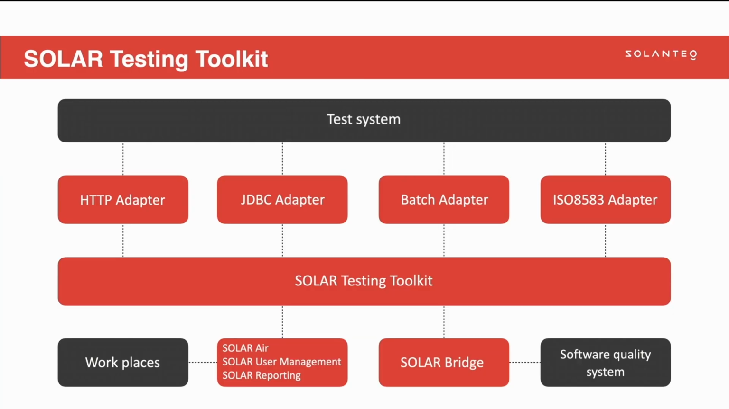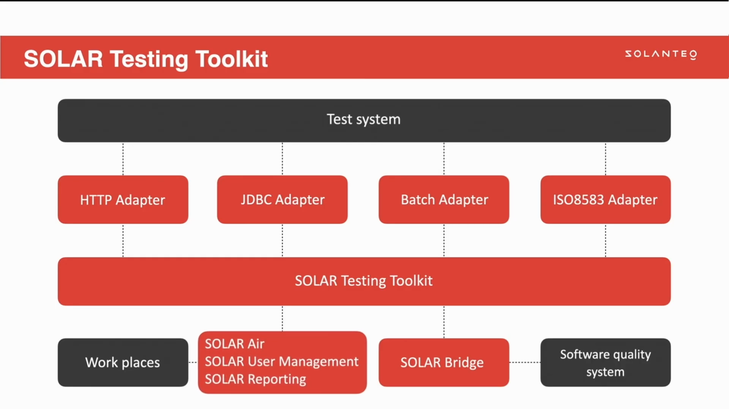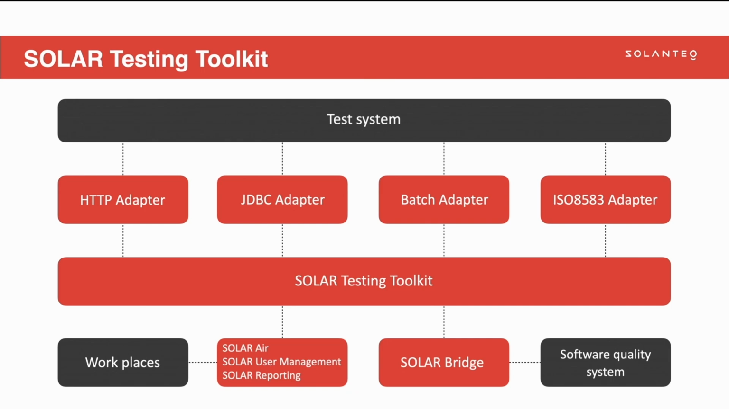Solar Testing Toolkit is a modular platform. The slide presents key auxiliary modules. Solar Air is a user web interface for working with tests. Solar User Management is responsible for managing access to various tabs, forms, and actions depending on the user's group. Solar Reporting allows generating reports on the results of test scenario execution, projects, execution plans, and etc. Solar Bridge is an API through which the platform integrates with other systems.